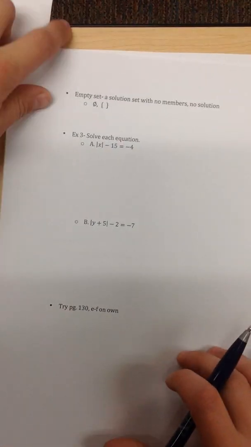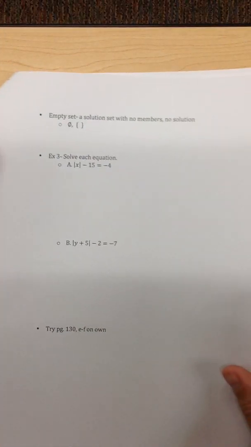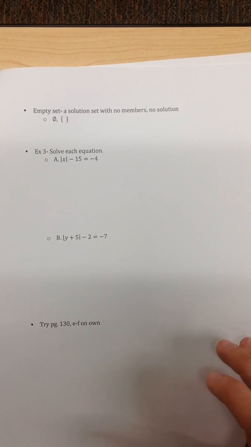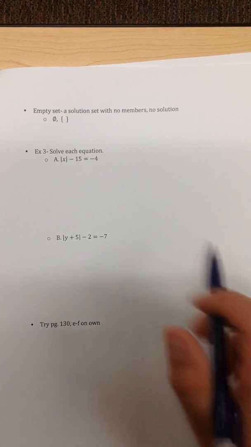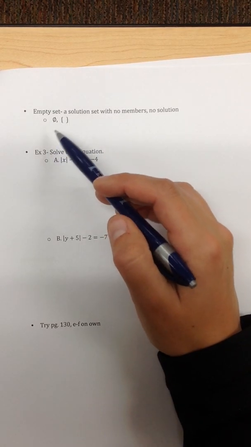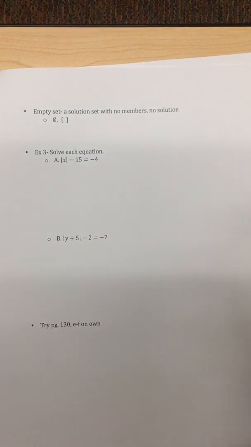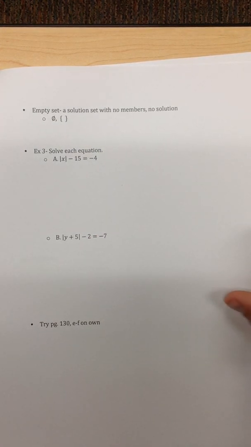Okay, next thing we're going to talk about here is empty set, or no solutions to a set. Basically, empty set is a solution set with no members or no solutions. So if for some reason we can't come up with an answer, what we do is we put a 0 with a slash through it, or curly brackets that are empty. Either one of those means empty set, and basically there's no possible answer.